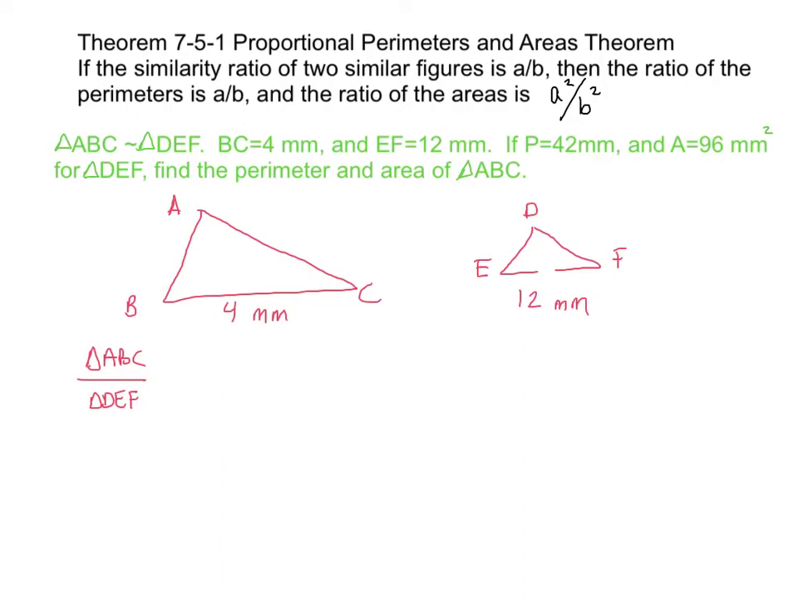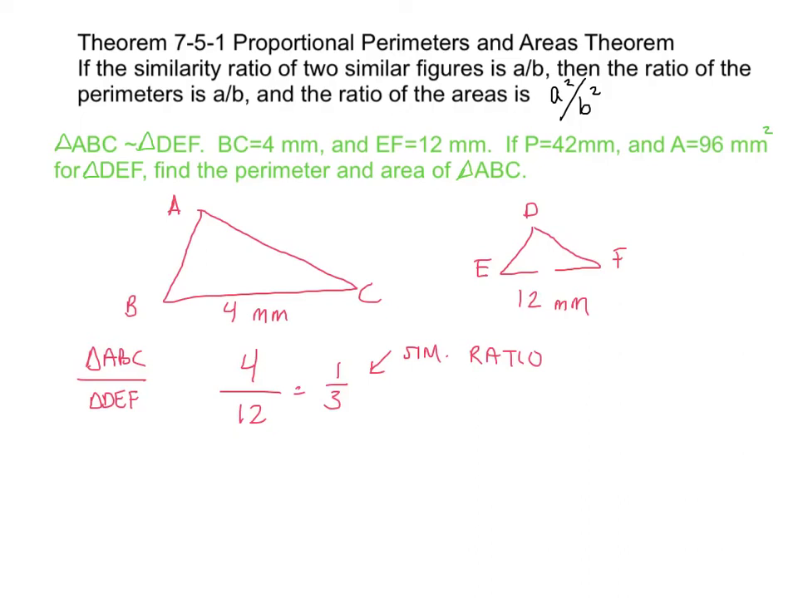So the only lengths that we know are 4 and 12. So let's set it up. We know that ABC is going to be 4 and DEF has a side of 12. This is going to reduce down to 1/3. So this here is our similarity ratio. Now I'm going to go ahead and change colors.